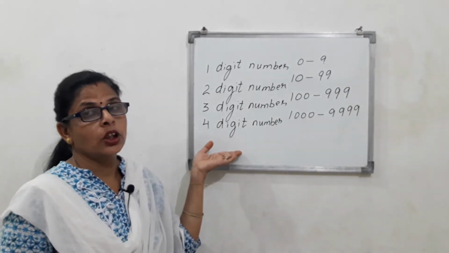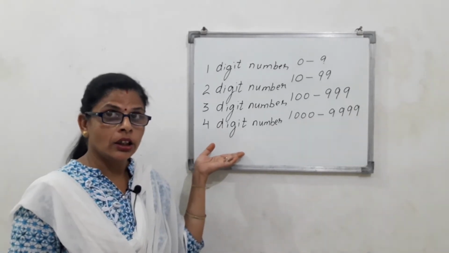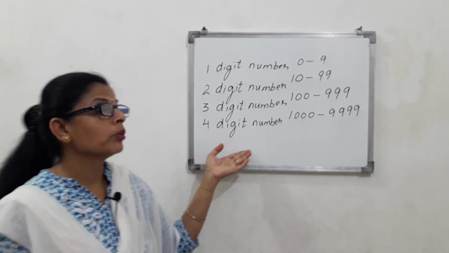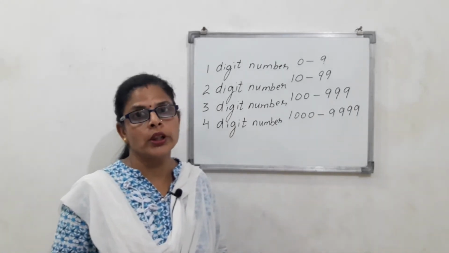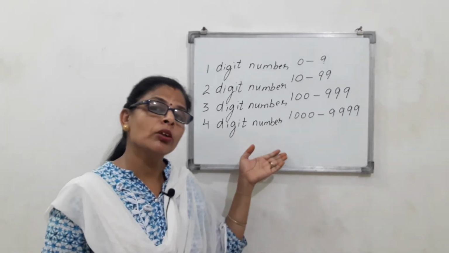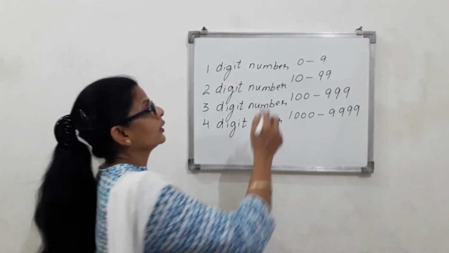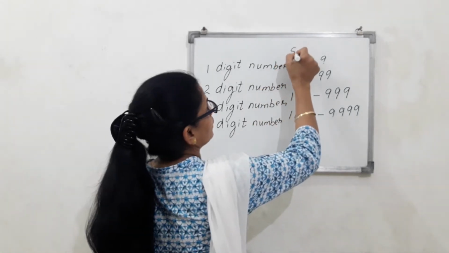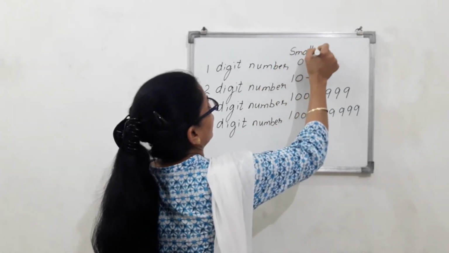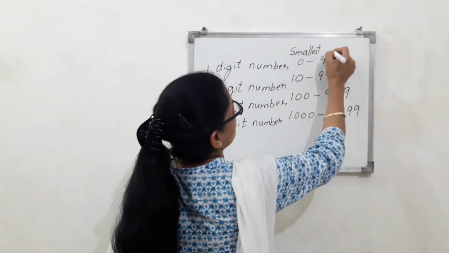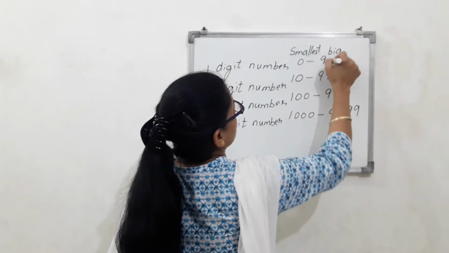In third class, you have learned till here. Now, in fourth class, we will learn the numbers beyond 4 digits, which means we will learn about 5-digit and 6-digit numbers. So, these are the smallest and these are the biggest or the largest.